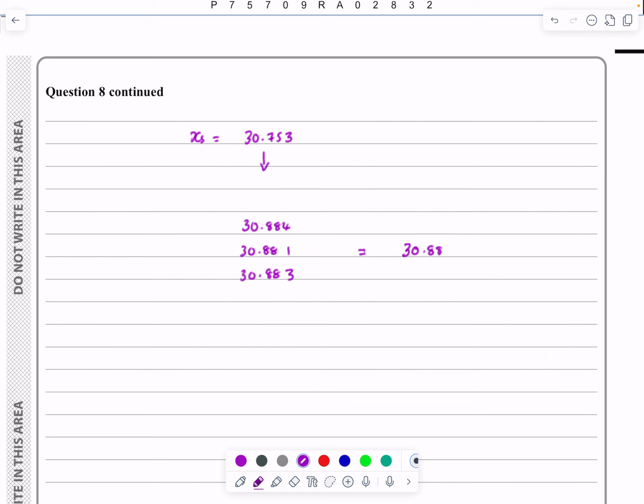That's 30.88. So once it stops oscillating and stays 30.88 and the change of decimals is into the 3rd, 4th, 6th decimal places, then we can say, right, I'm happy up to that point that it works out to be 30.88, which is the final answer.